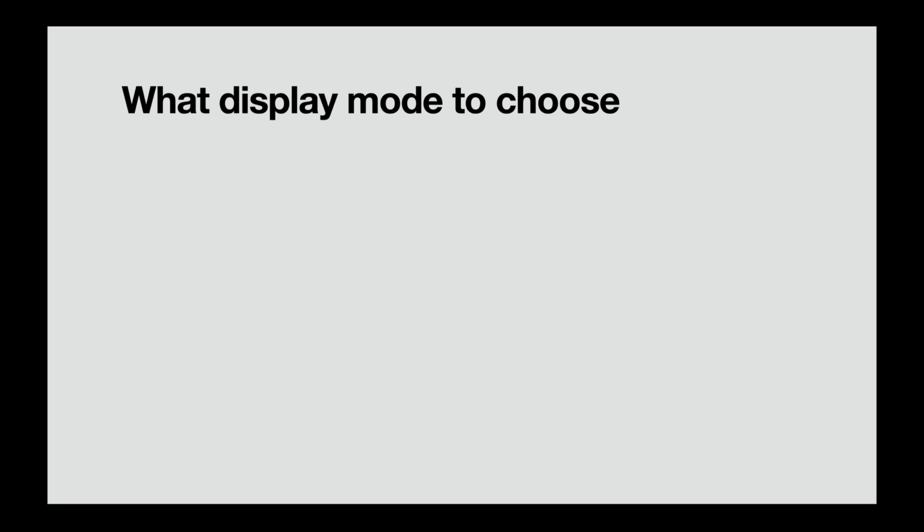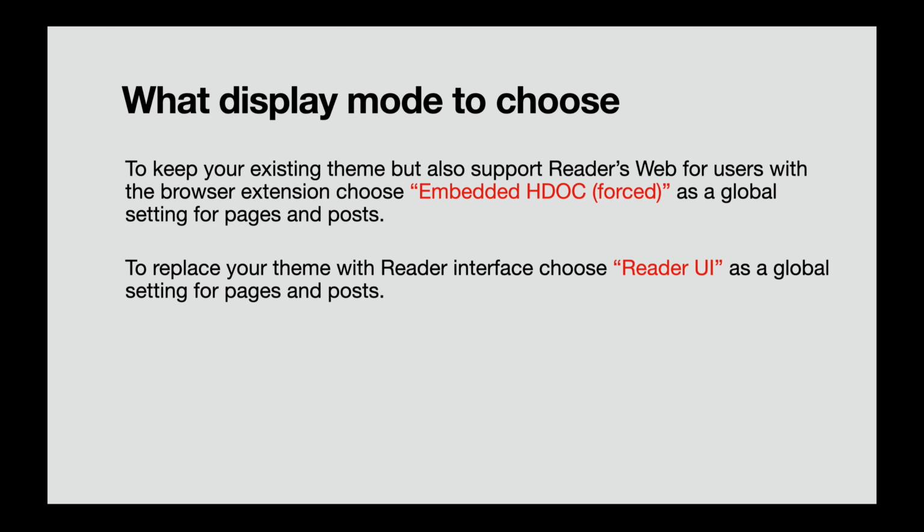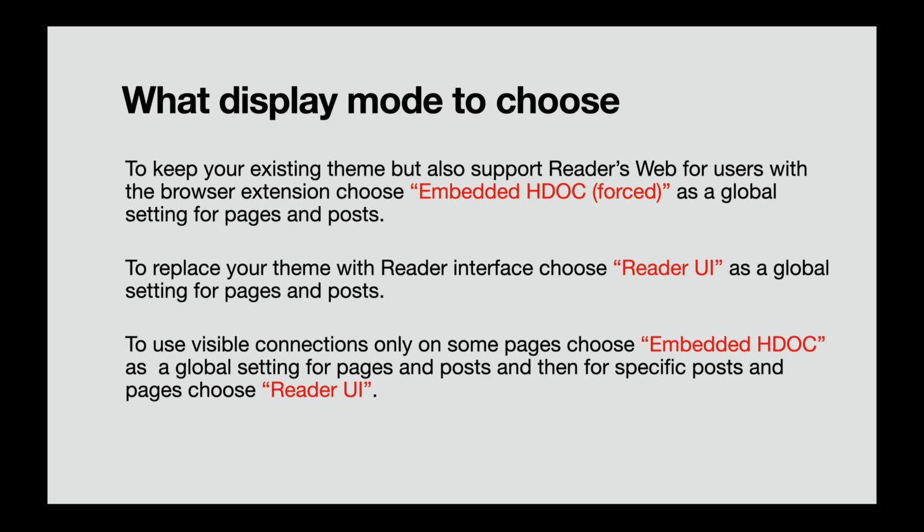What display mode should you choose? It depends on what you're trying to achieve. If you want to keep your current theme, but also support the reader's web, choose Embedded HDoc Forced. If you want to replace your current theme with the reader interface, choose Reader UI. If you want to use visible connections only on some pages, choose Regular Embedded HDoc as the global setting. Then, on each page where you want to use visible connections, select Reader UI as the display mode.